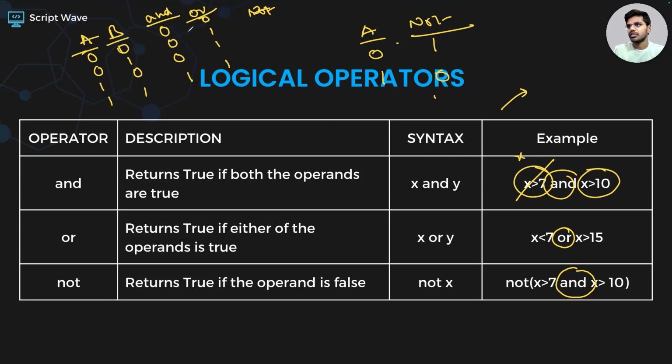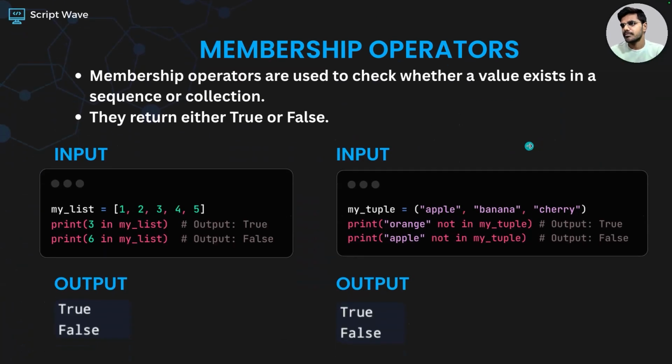So this is the logical operator and this is the logical gate that we have. Based on this, you can define if the output is true on the whole or not. Let's move forward. The membership operator helps us in finding if a particular element is present in a collection or not.